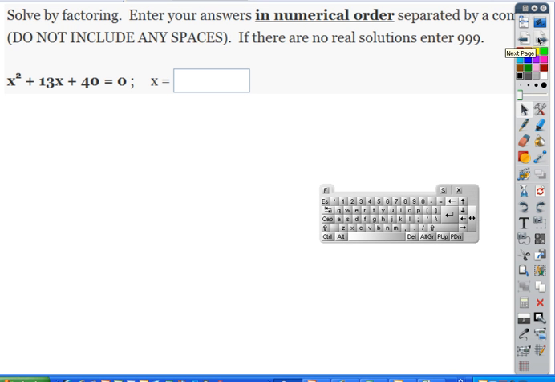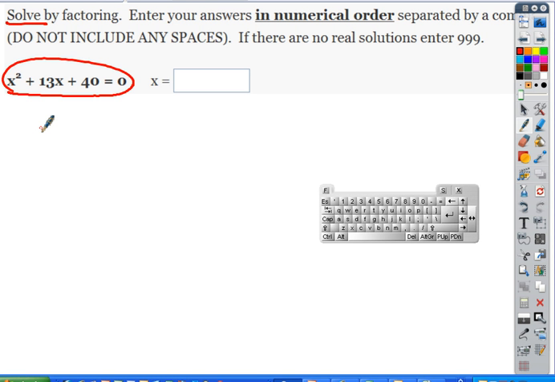Okay, last one. Now this one's a little different. I want you to pay close attention to this, because here's where people do most of the right work but still get the wrong answer sometimes. This one has different instructions. It says solve by factoring. We're going to factor, but then we have to do something with those factors, because what we're trying to do is solve an equation. We're not just factoring an expression. We're trying to find out when this quadratic expression, x squared plus 13x plus 40, equals 0.